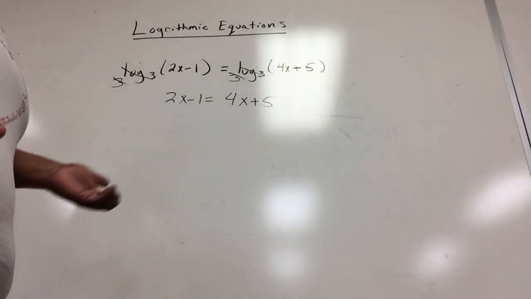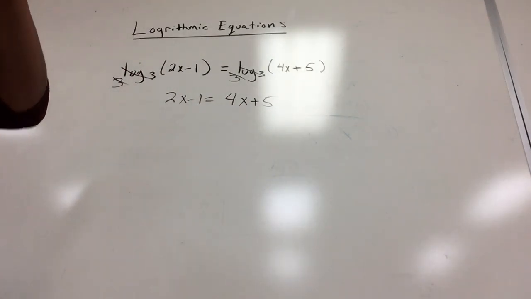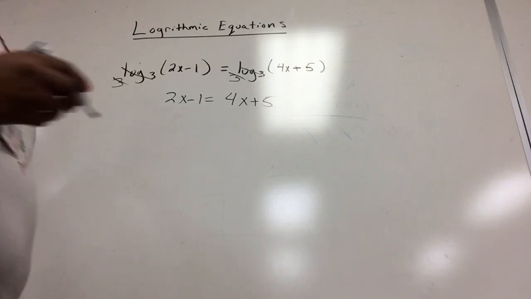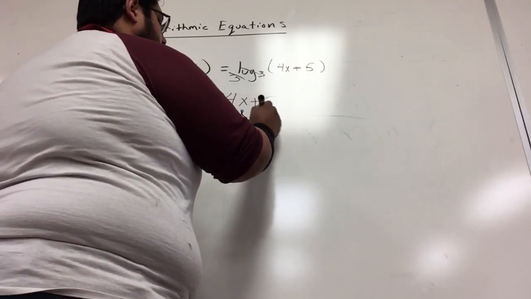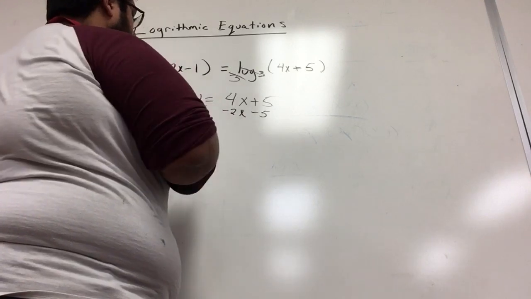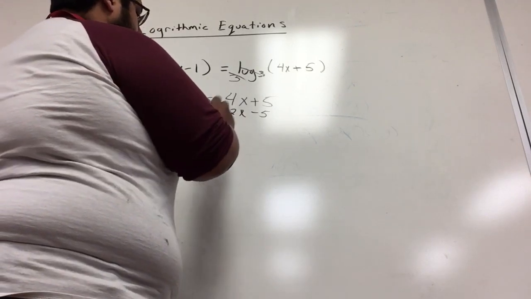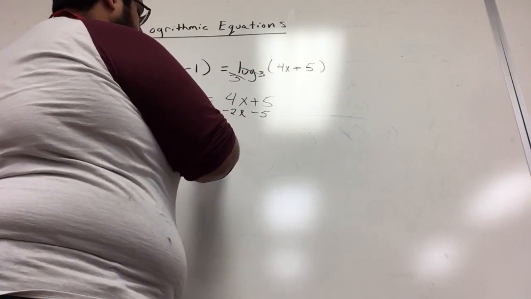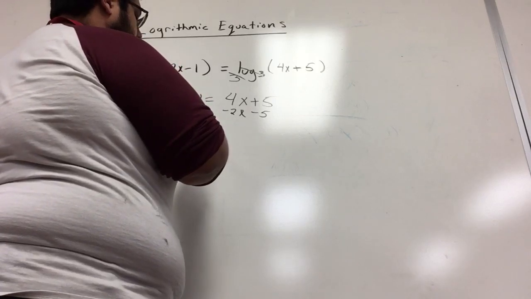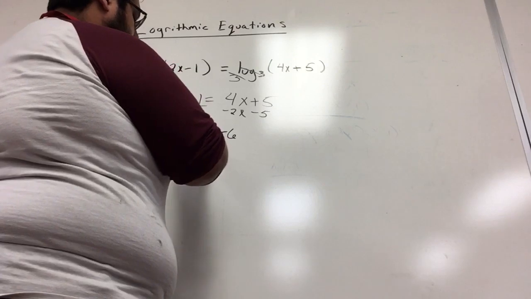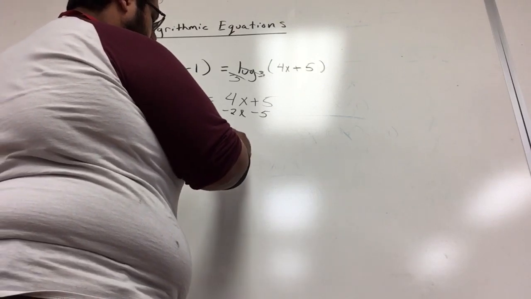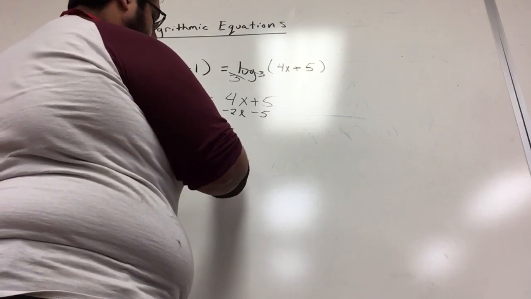Now, all we have to do is get the variables together on one side of the equation and then solve. The easiest thing to do is move 2x, subtract 5, subtract 5. We end up getting 2x equals negative 6. Divide both sides by 2. We get x equals negative 3.